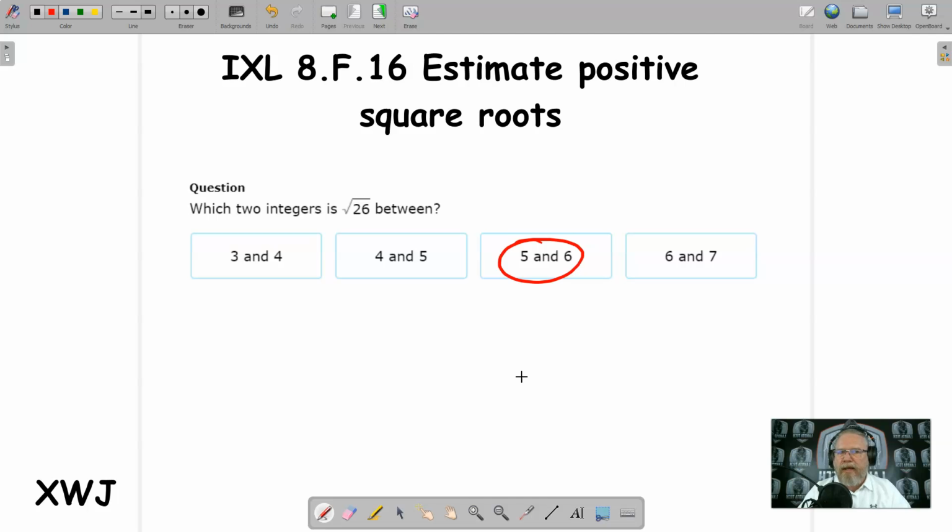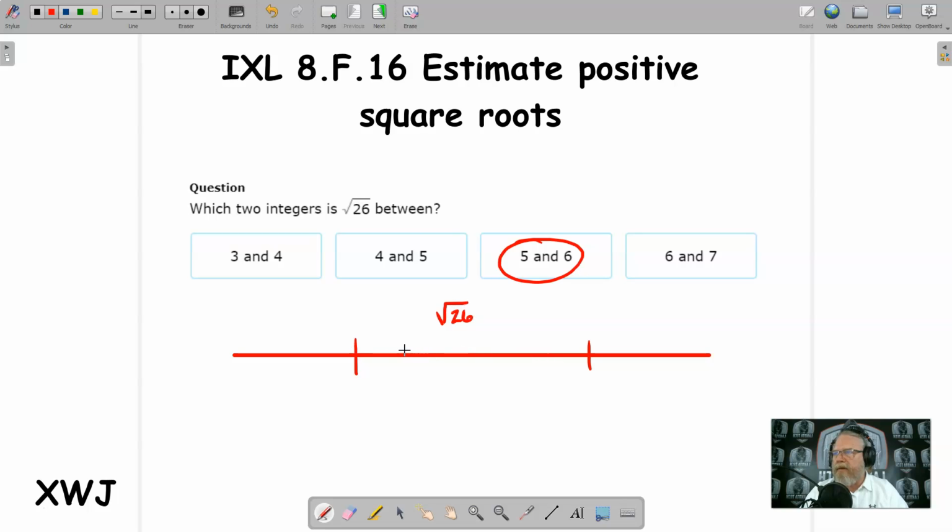Well, you could use a calculator to do all of these to find that, but it's also good to know how to do it without a calculator. So we'll go ahead and take a look at how you would do that. So let's use a number line here, and we're going to have two numbers here, and we're going to consider the square root of 26. So in this case, the square root of 26 is going to fall somewhere between these two numbers here.